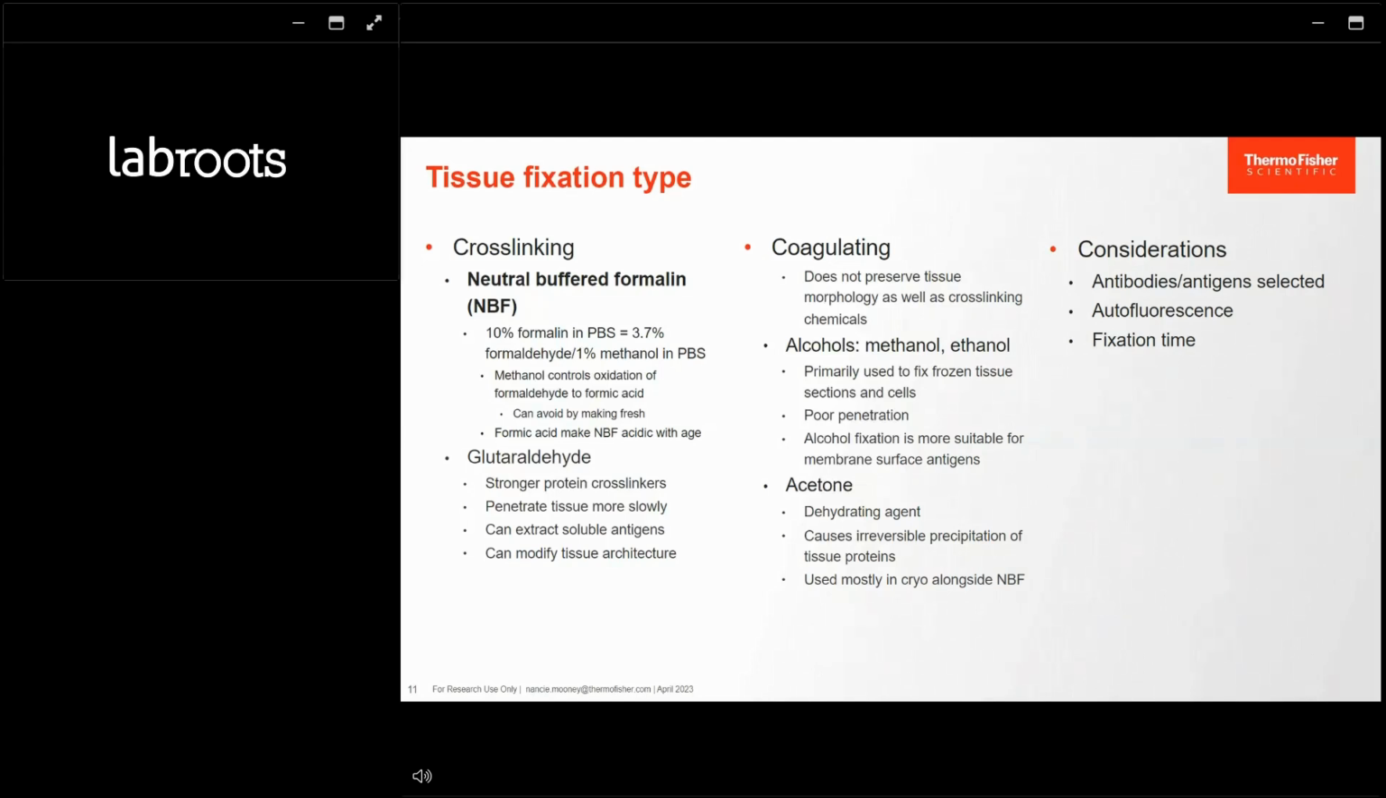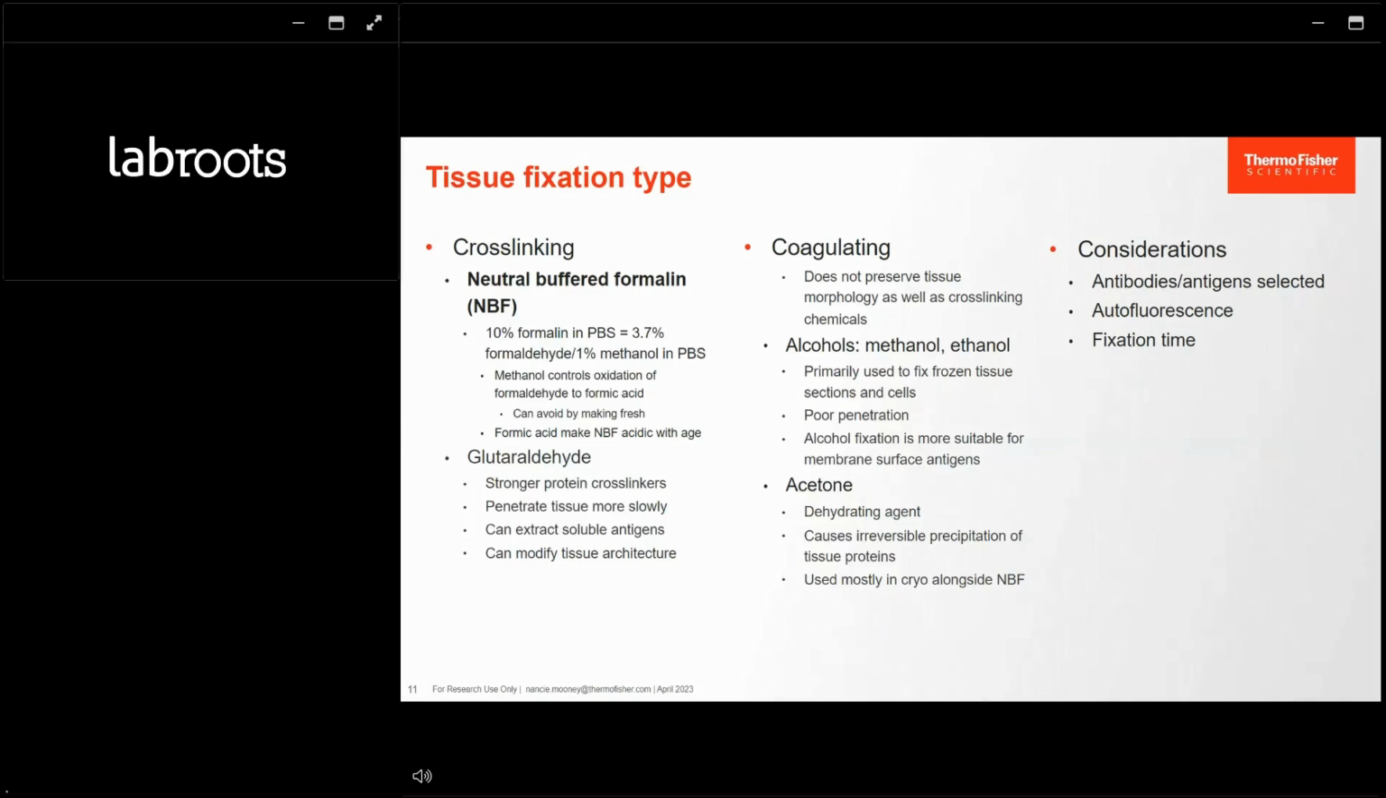Often, however, what folks use for tissue imaging experiments is chemical cross-linkers. So the most common one is formalin, or neutral buffered formalin, which is 10% formalin in PBS. This is actually a mixture of formaldehyde and a little bit of methanol, as the methanol helps the formaldehyde not oxidize and form a formic acid, which isn't very good for your fixation. If you would like to avoid using methanol for whatever reason, you can use a 4% paraformaldehyde as long as it's mixed fresh just before use. As the NBF ages, it can become acidic and it can cause some background effects.